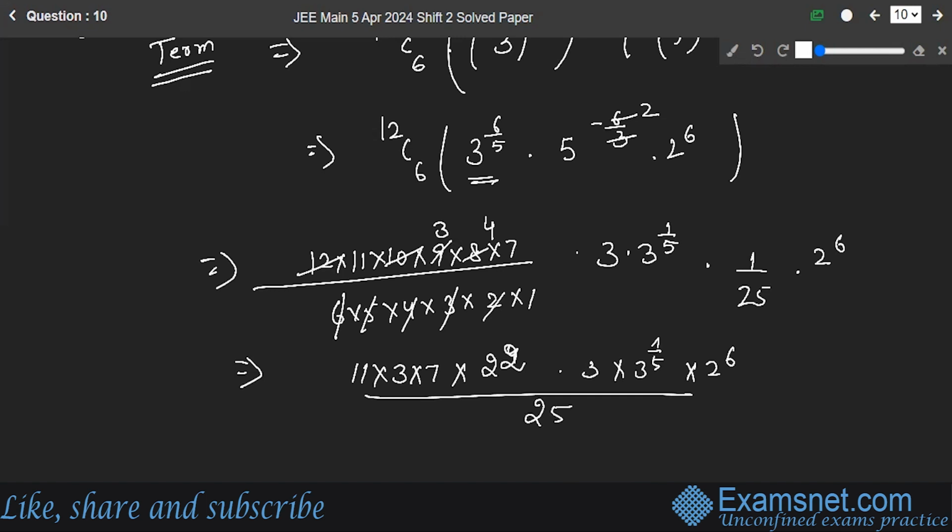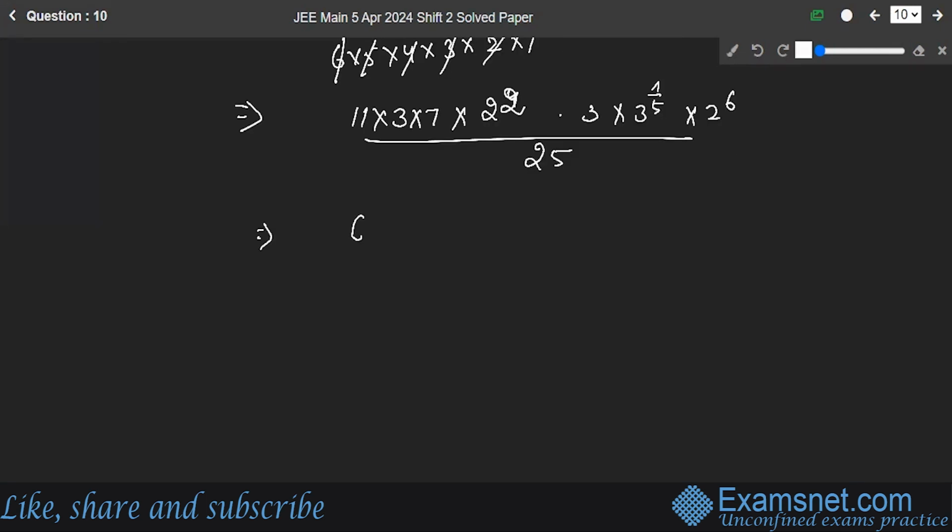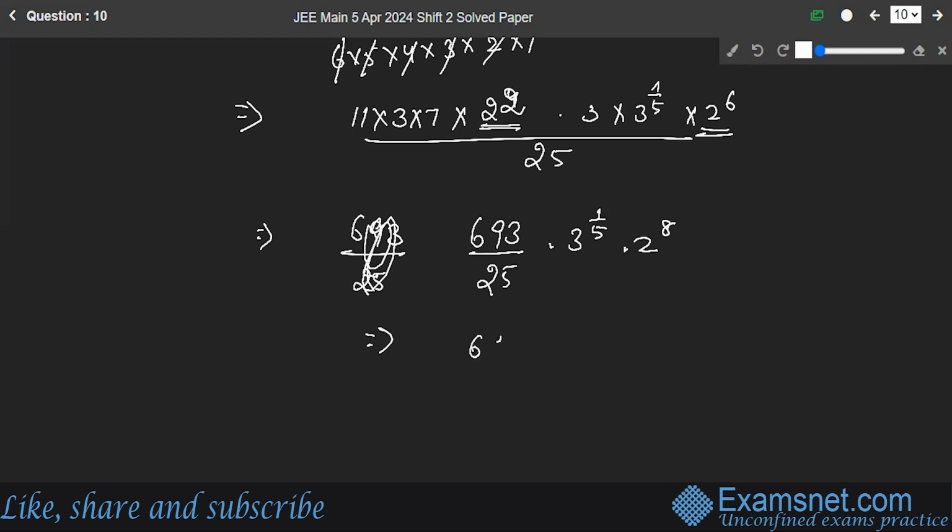Let's do the calculations now. This will give me 693 upon 25 into 3 power 1 by 5 into 2, like this is 2 power 2 and this is 2 power 6, this is 2 power 8. And here will be this upon 20. Yes, everything is done. So this is the answer to the question. 693 upon 25 into 2 power 8 into fifth power of 3.